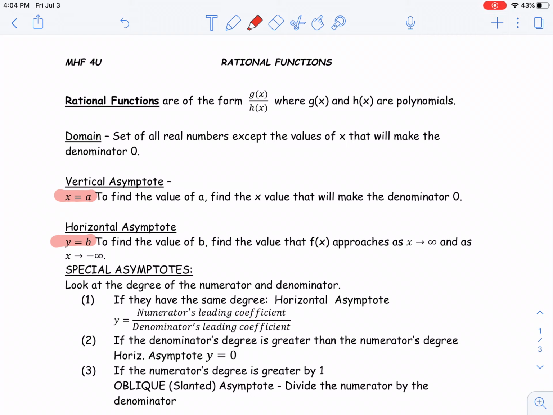So special asymptotes we have to be on the lookout for. We have to understand how to find a horizontal asymptote. If they have the same degree, you can just divide the leading coefficient of the numerator by the leading coefficient of the denominator, and that will give us the equation y equals b. So it will give us the horizontal asymptote. If the denominator's degree is greater than the numerator's degree, then y is just going to be 0 for the horizontal asymptote. And kind of case 3 is the oblique asymptote. We don't have to worry about that too much, but we have to understand if the numerator's degree is greater than the denominator's, you're going to end up with an oblique case.